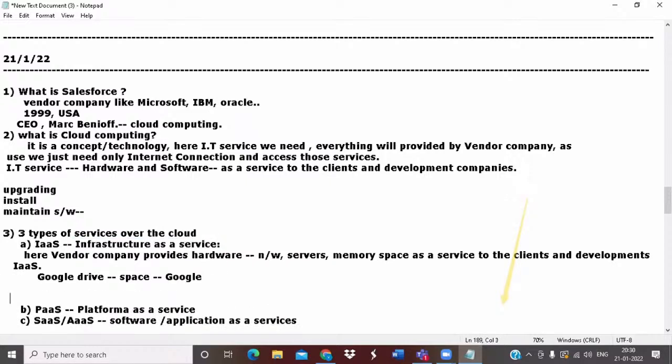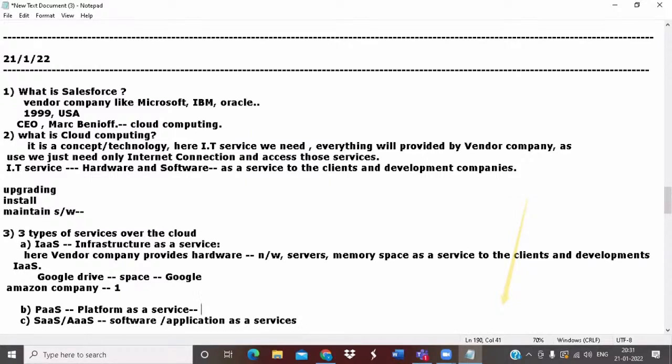Amazon is the top number one company in the world which gives infrastructure as a service. Once again, I'm repeating. Amazon is the top number one company in the world which gives infrastructure as a service. The second type of service is called platform as a service.